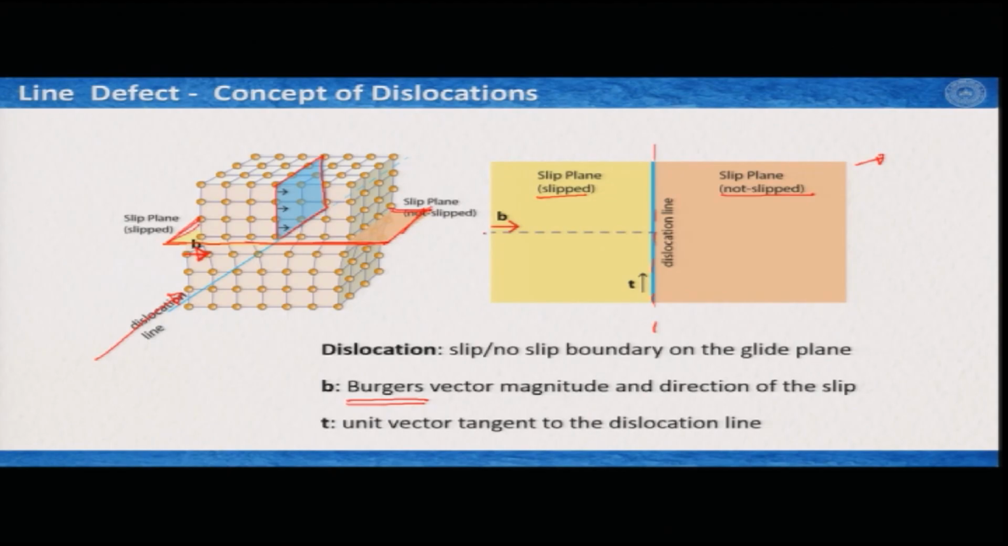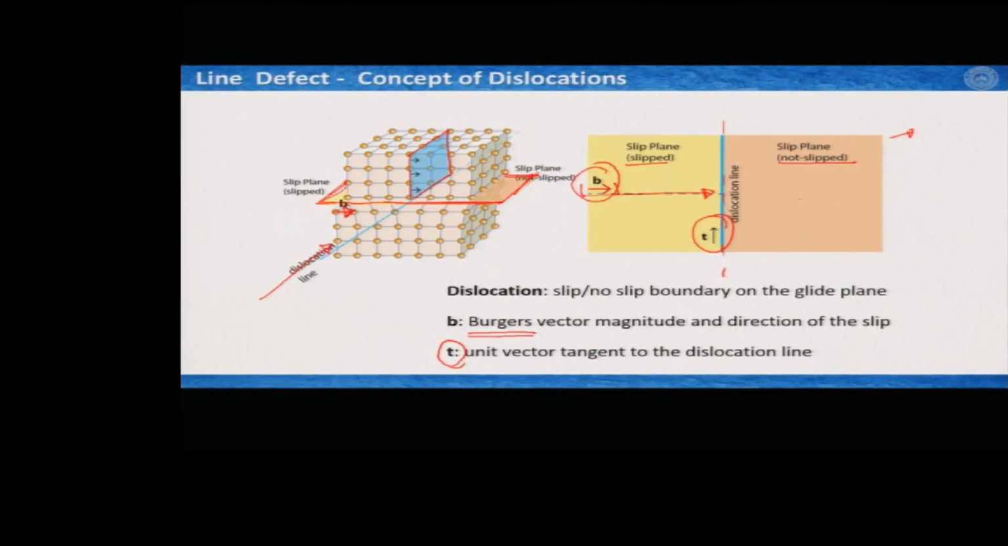Now, the dislocation is moving along this direction with the unit Burger's vector. We can introduce another vector here, which is T, the unit vector tangent to the dislocation line. In this case, the Burger's vector and the tangent vector are perpendicular to each other. When they are perpendicular, this is known as edge dislocation, where the direction of the Burger's vector is perpendicular to the dislocation line.